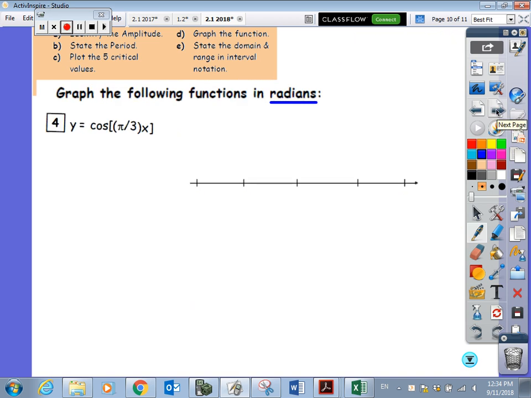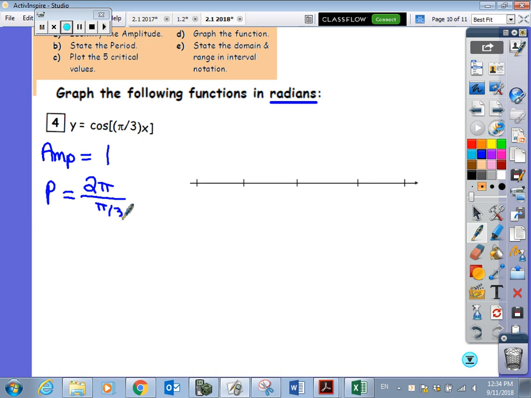Cosine of pi over 3x. The period is not pi over 3. Pi over 3 is the b, the frequency. So again, our amplitude is 1. Our period equals 2 pi over b, which is 2 pi over pi over 3.